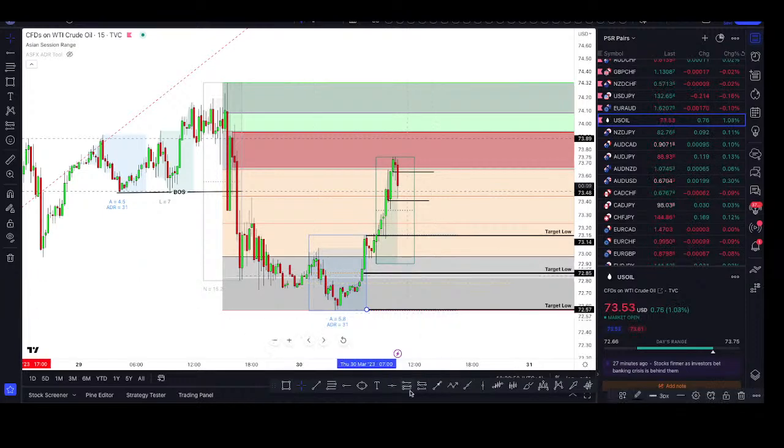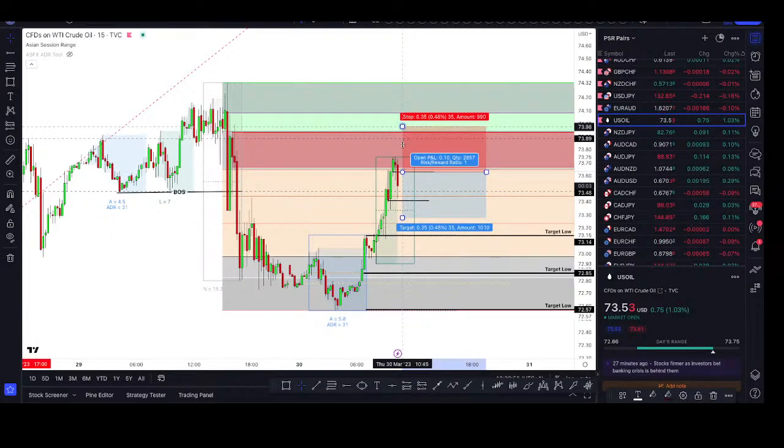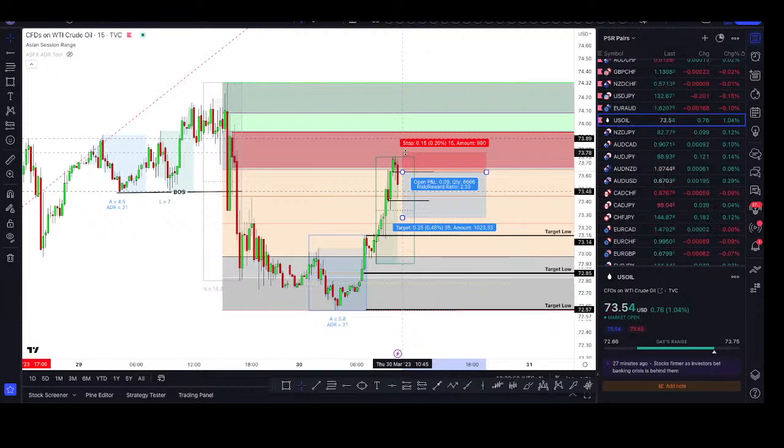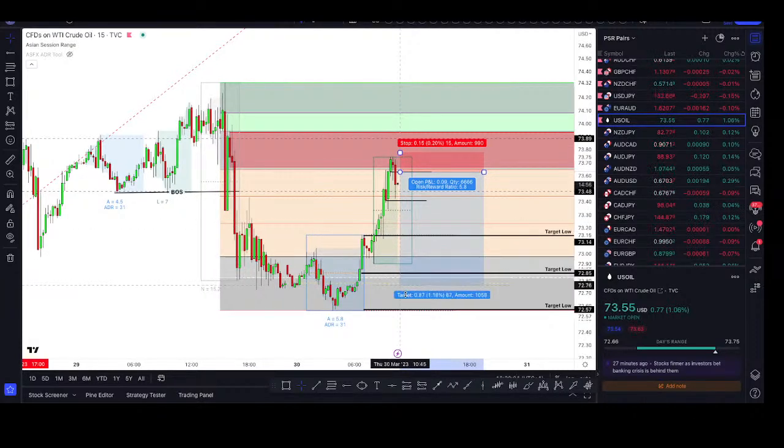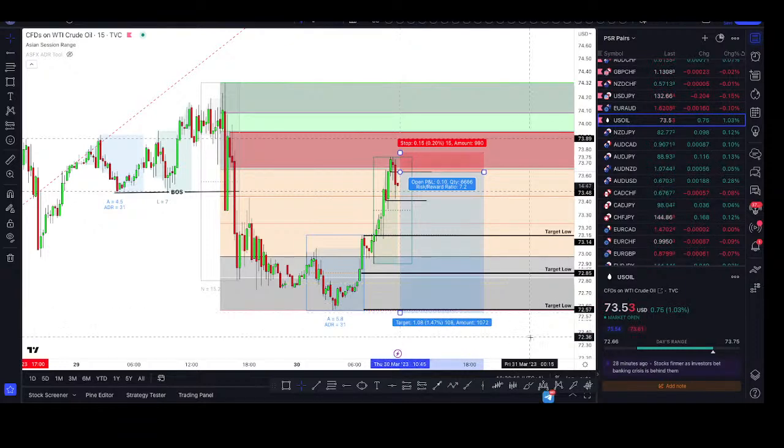Let's go see what that is in terms of pips, if I can even work that out. Let's just see if you entered here. Boom. It's 80 pips, so it's 100 pips, I believe, or 105 probably. There we go.